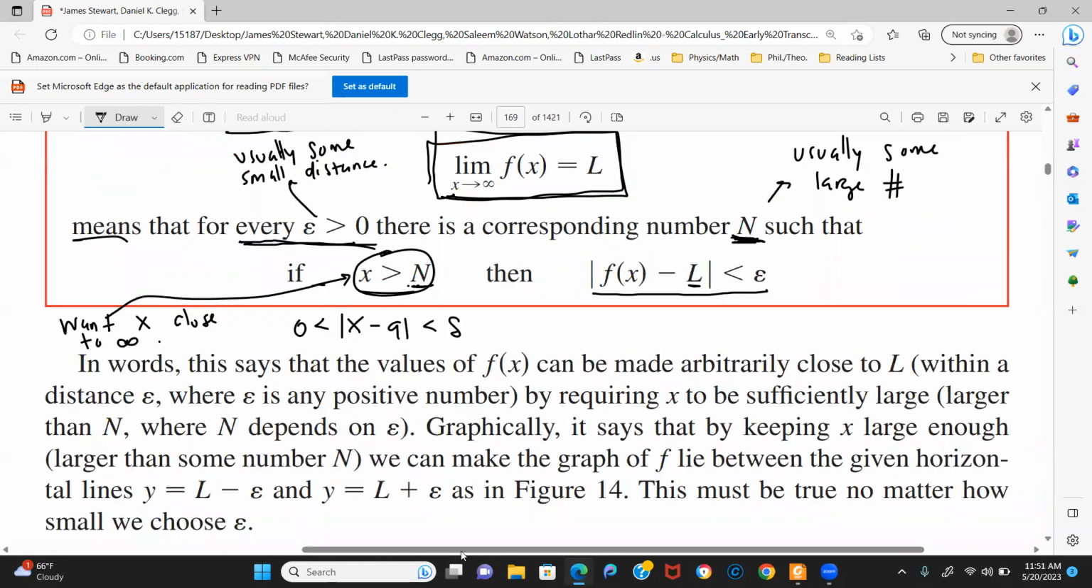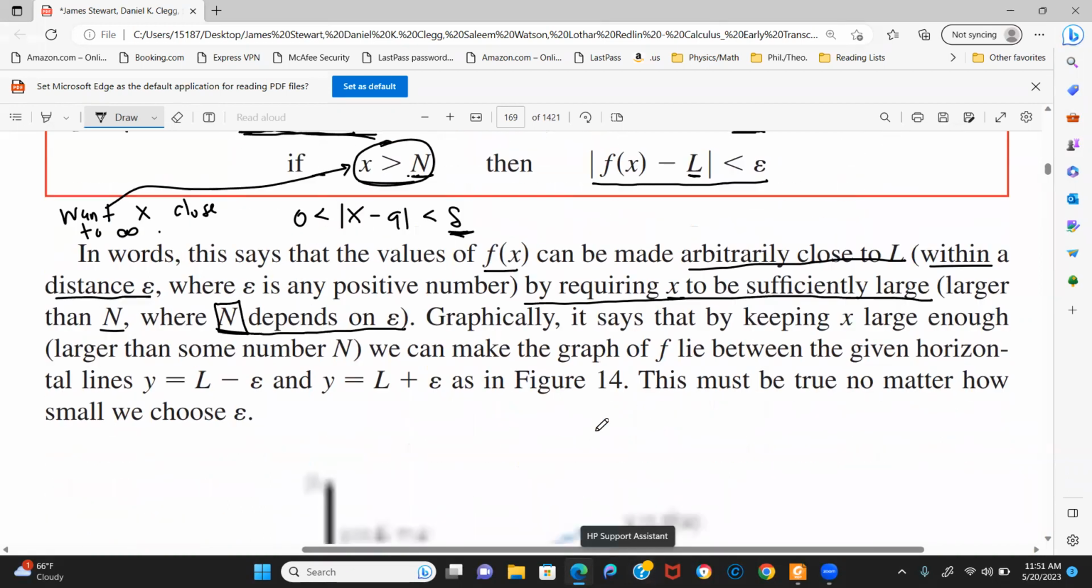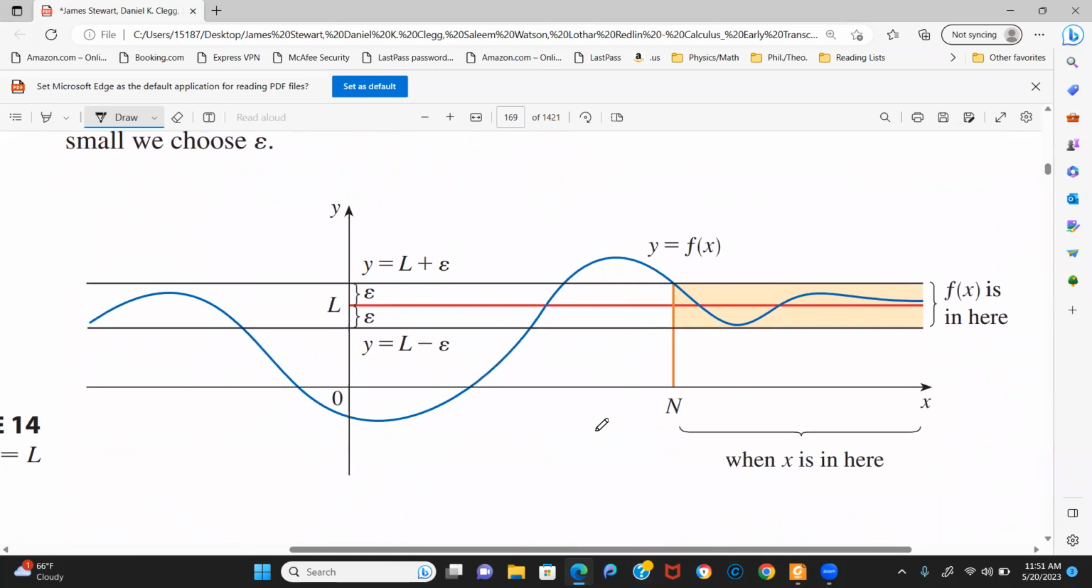So what this says is that the values of f of x can be made arbitrarily close to L, within a distance of epsilon, by requiring x to be sufficiently large, in fact larger than this number n. And n is going to depend upon epsilon, just like delta usually depends upon epsilon. Usually I give you an epsilon, and you define delta somehow in terms of epsilon. That's basically the same case with this n right here. You're going to define n in terms of epsilon in some way. And so graphically what this means is the following. So we have this curve right here.